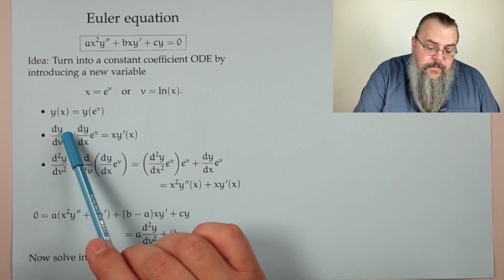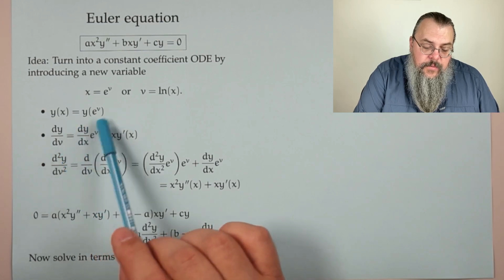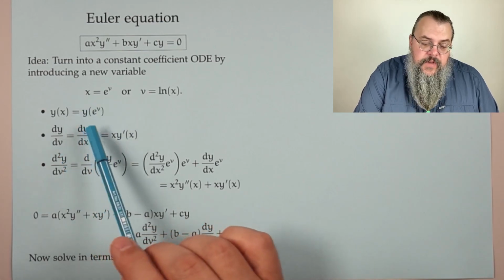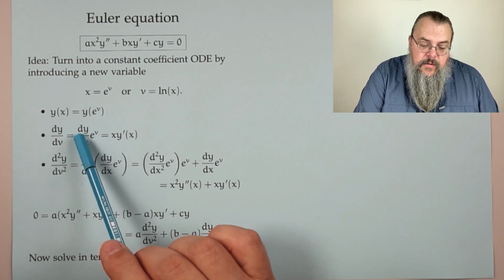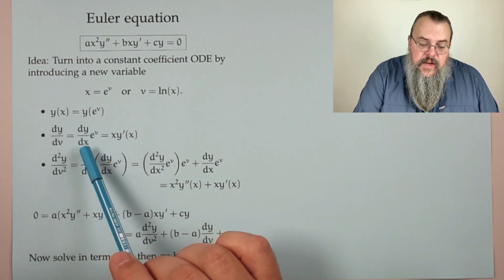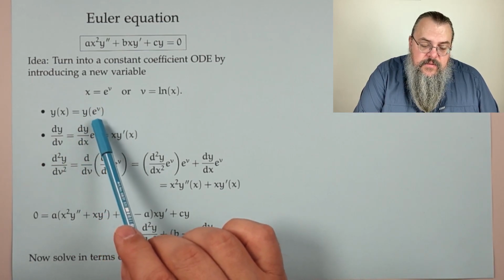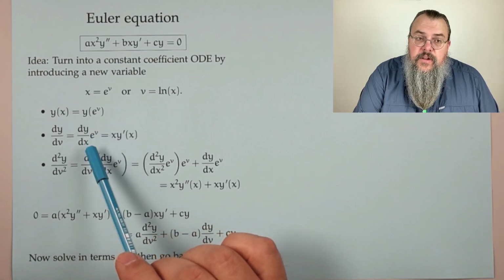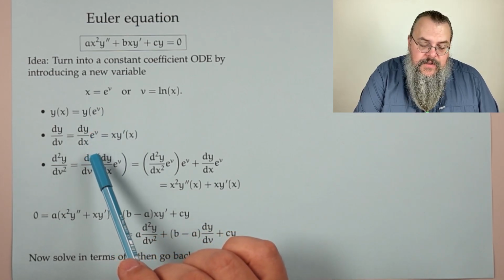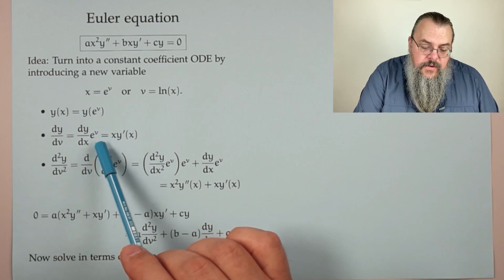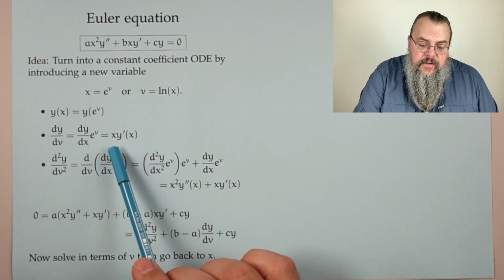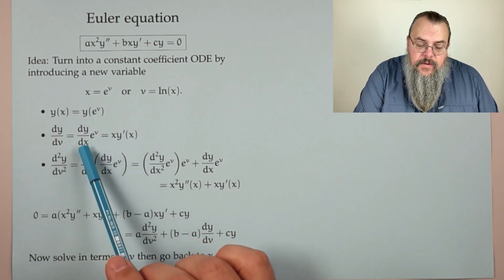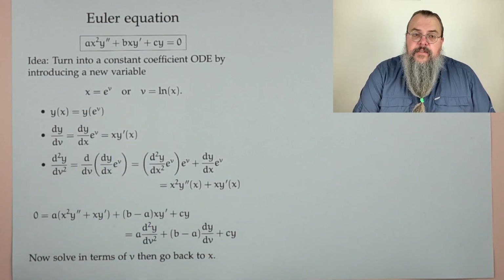Now, what's the derivative of y with respect to nu? Well, we can take the chain rule here. Derivative of the outside, that's dy dx, times the derivative of the inside. Well, the derivative of e to the nu is e to the nu. That's a great thing about exponential functions. But wait, we know that e to the nu is x. So we get x y prime x, because that's what dy dx stands for, y prime x.